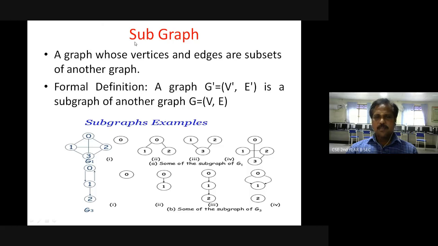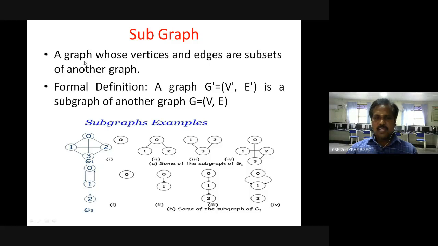Another basic concept is subgraph. A graph whose vertices and edges are subsets of another graph. For example, 0, 1, 2, 3. These four are the vertices in the graph. But 0 alone is a subgraph. 0, 1 is also a subgraph. 0, 1, 2 is also a subgraph. 3, 1, 2 is also a subgraph. 0, 2, 1, 3 is also a subgraph.